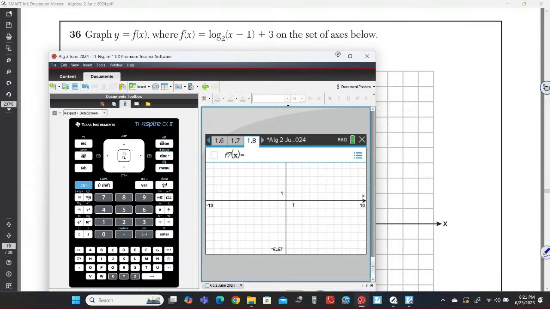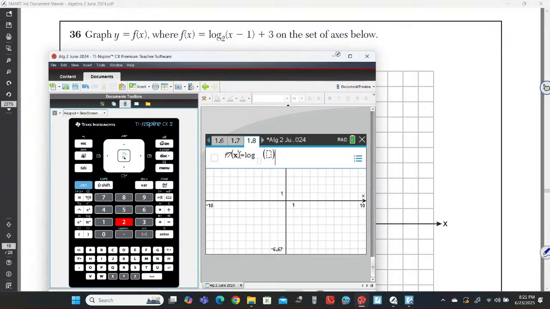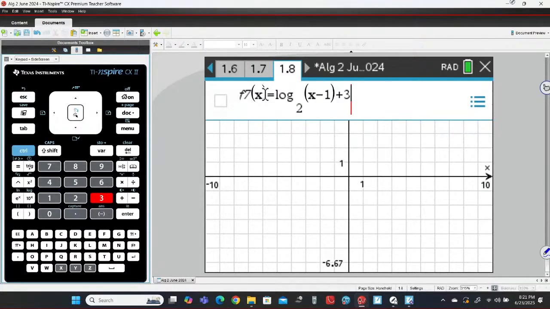So I'm going to put in a logarithm function. It's going to be log base 2. Whoops, that almost worked. One more time. Log base 2 of x minus 1. Get out of the parentheses, that's important, plus 3. All right, I'm going to hit enter. Let's make it larger, hit enter.